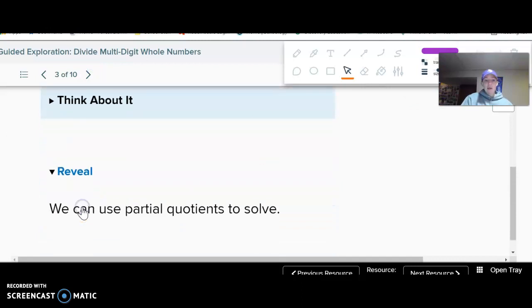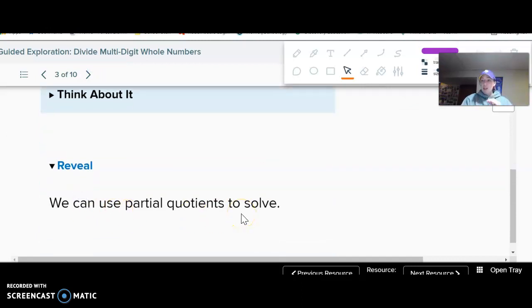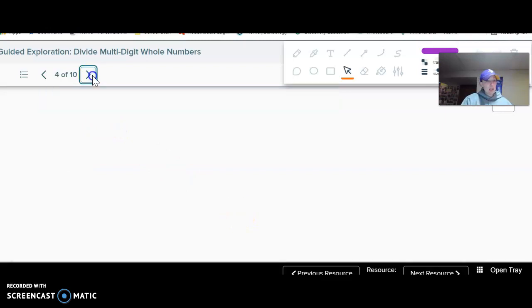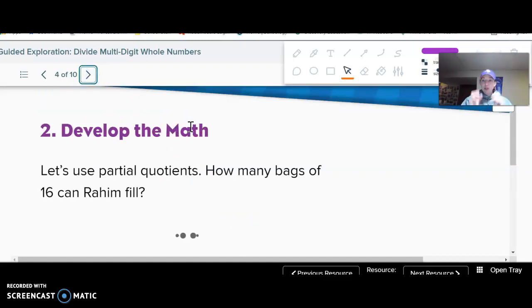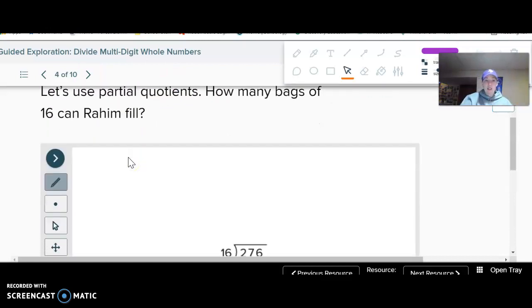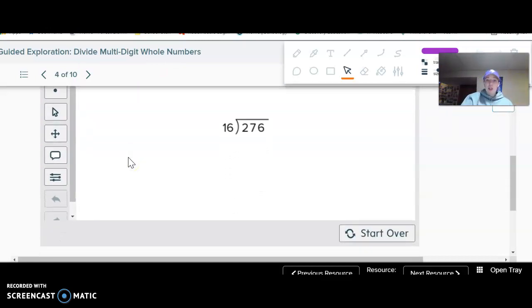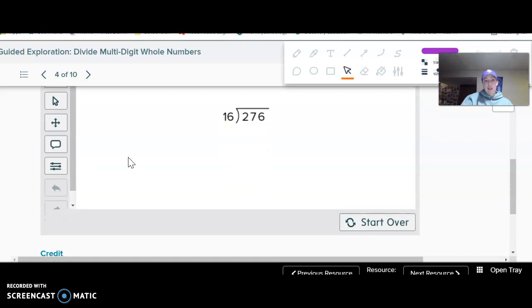So, like I said, I'm going to be using partial quotients. If you want to use the traditional algorithm, that is fine. I'm not going to go over it, but if you do want more help with it, you can just ask. So, how many groups will it take? Well, let's try 10. You know me, I like to try 10 groups. 10 groups. 10 times 16 is 160.